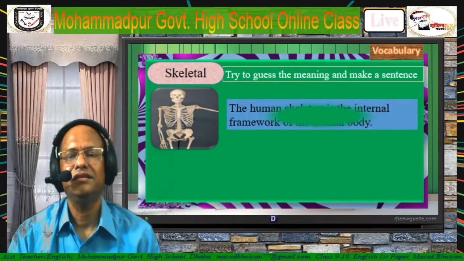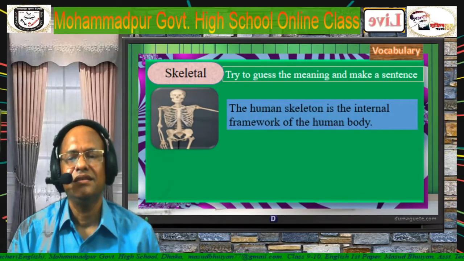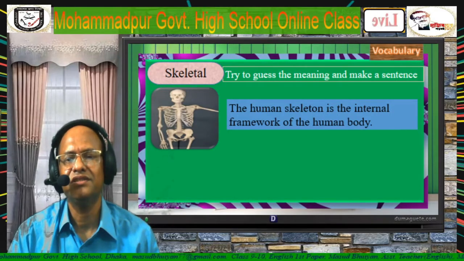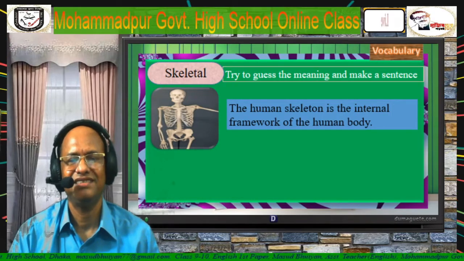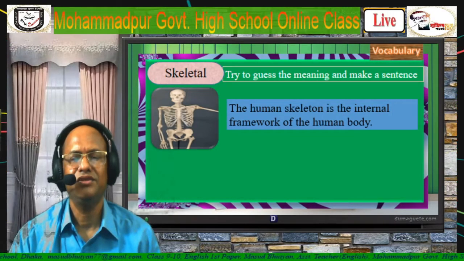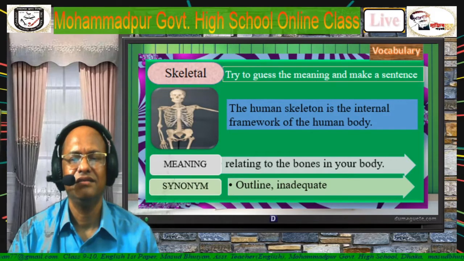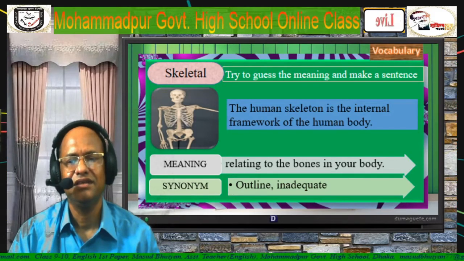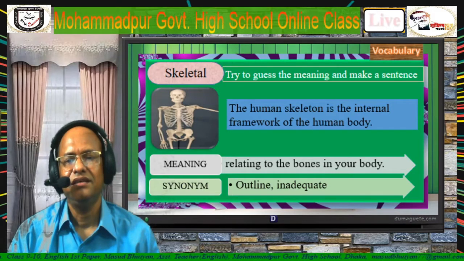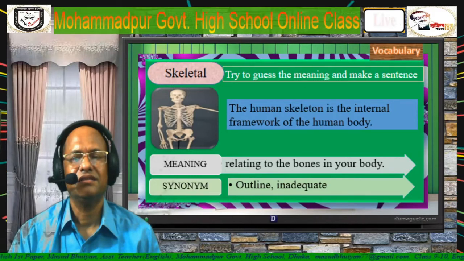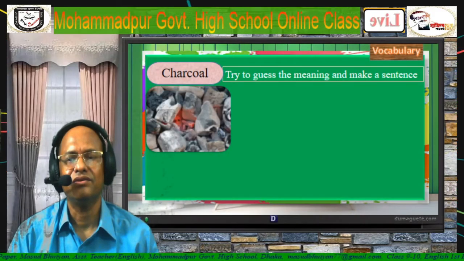Our second keyword is skeletal. By reading this sentence, I think you will guess the meaning of this word. The human skeleton is the internal framework of the human body. So the meaning of this word is relating to the bones in our body, and the synonyms of this word are outline and inadequate.